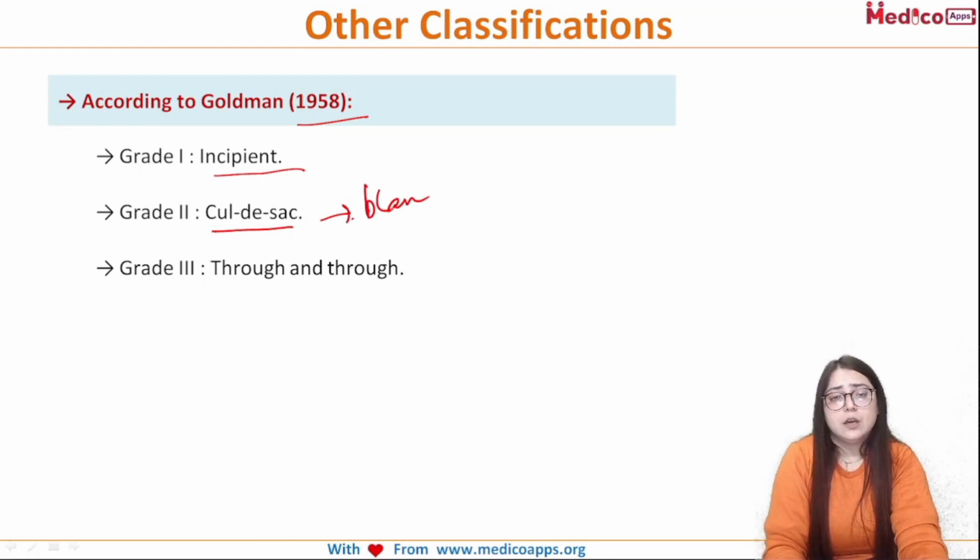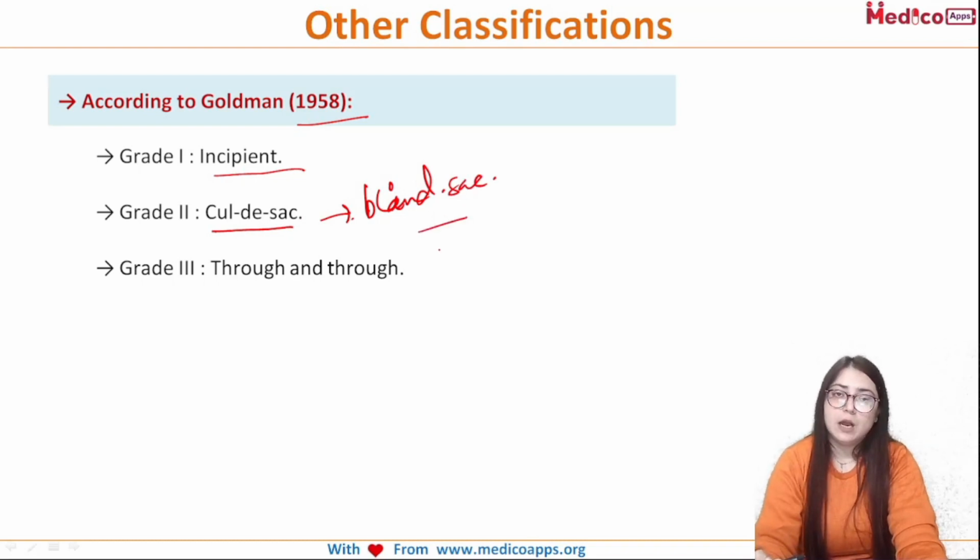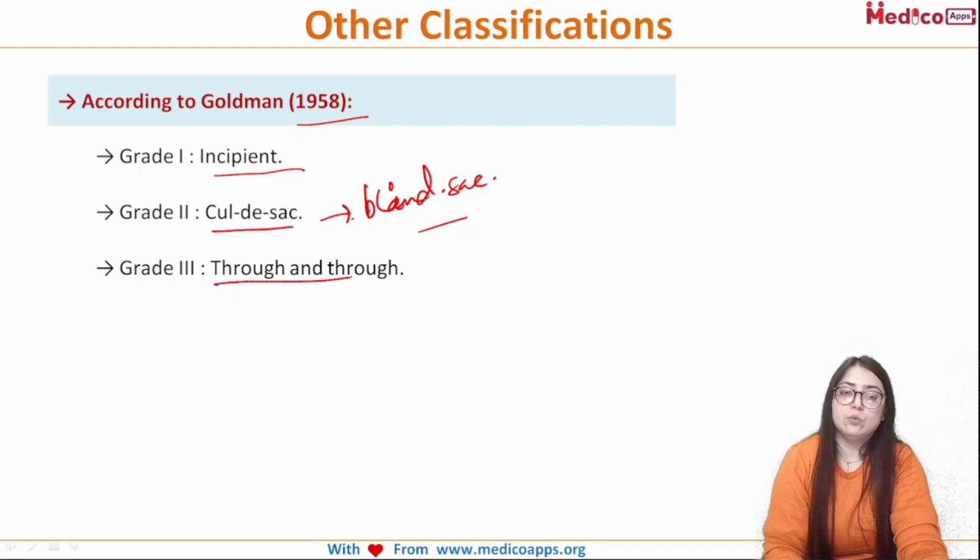It is not blind, right? So you cannot see through and through. You can just insert your probe, but there is no through and through connection in this grade 2. Grade 3 is through and through. Your probe will be passing through and through the lesion.